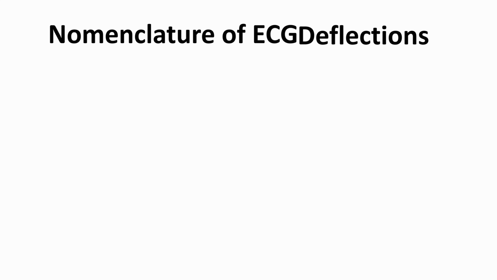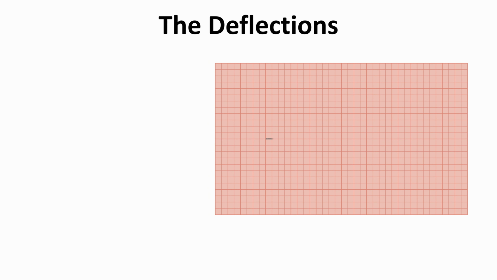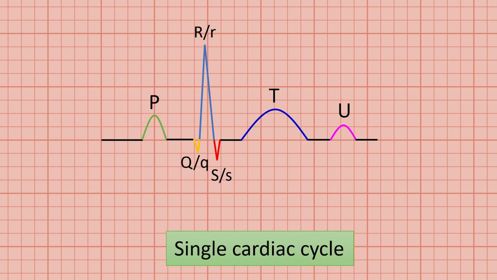So in the last videos we have finished the electrocardiogram and the electrophysiology. Today we will talk about deflections. The ECG graph consists of a series of deflections or waves. Each electrocardiographic deflection has been assigned a letter of the alphabet. Accordingly, a sequence of waves that represents a single cardiac cycle is sequentially termed as P, Q, R, S, T, and U.